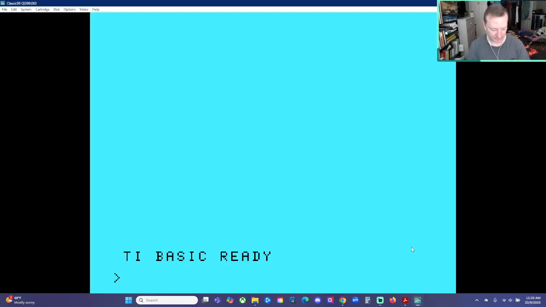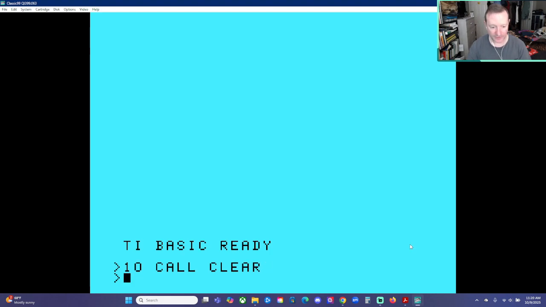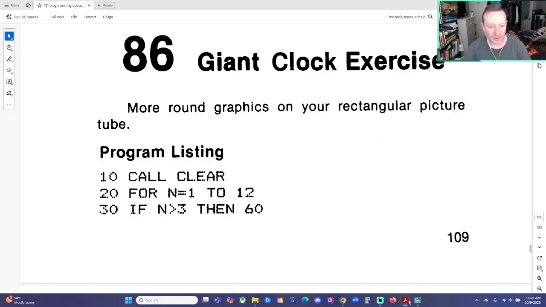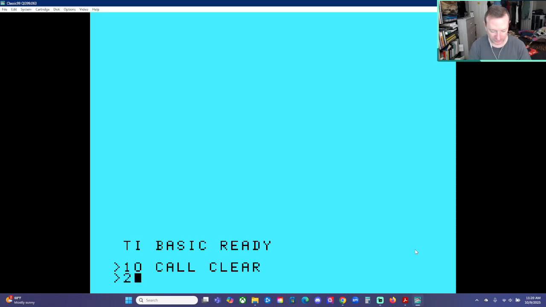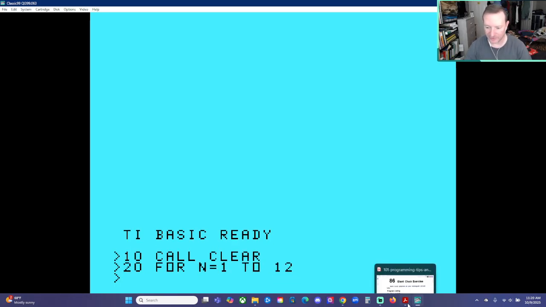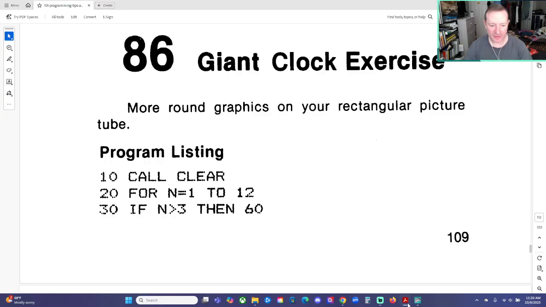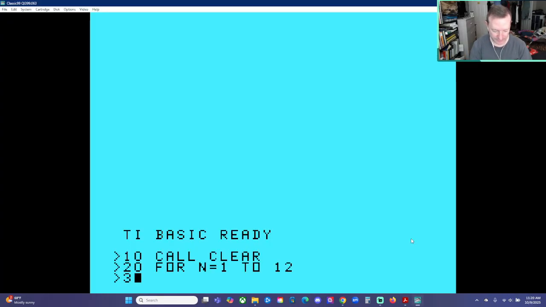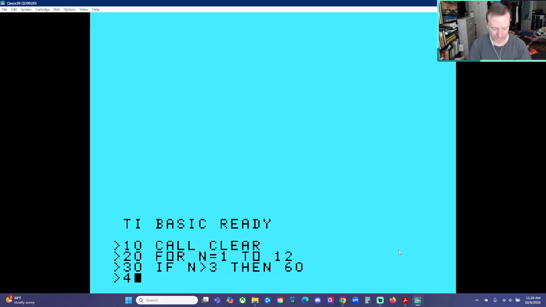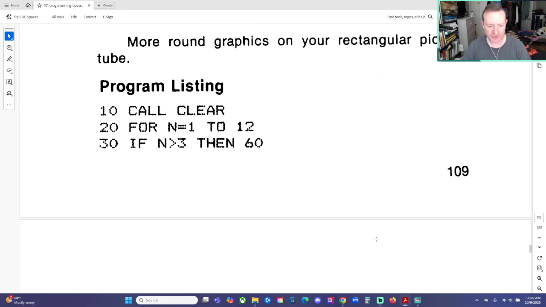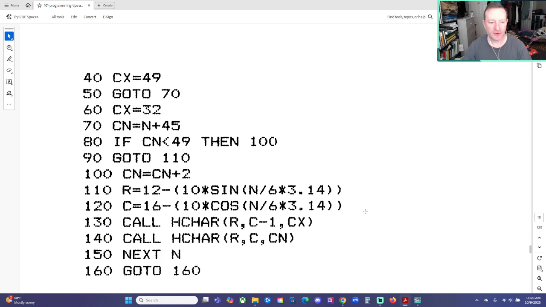10, call clear. Clears the screen. 20 for n equals 1 to 12. So we've got a for next loop that's going to run 12 times. 30, if n is greater than 3, then 60. 40, let's scroll a little bit here. Okay, Cx equals 49.